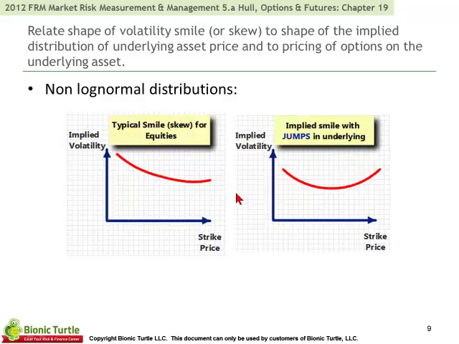Okay, just two more examples. Here's our typical smile or skew for equities. What do we infer from that? Well, that the left tail is heavier than log normal, and the right tail may be lighter than log normal. And here, if there may be jumps, then that would imply unconditionally heavy left tail, heavy right tail. So that's really it. We just want to look at if this is high, heavy; if this is low, light tail.